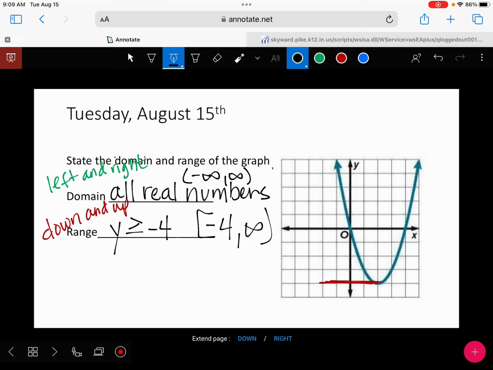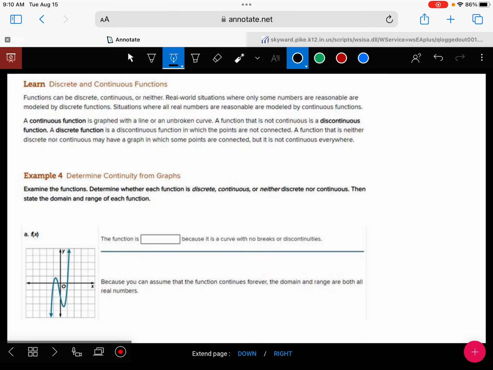So yesterday we started 8.1 and we talked about domain and range. Is it a function? Is it one-to-one? Or is it neither? That was yesterday. Today, we're looking at, is it discrete? Is it continuous? Or is it neither? All right, so now let's go ahead and go to your note packet. Discrete, continuous, and neither.